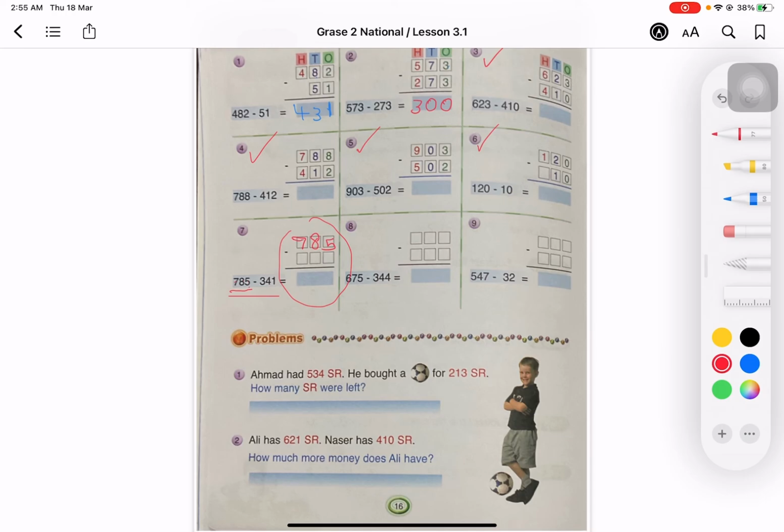It is 341. You need to write in the boxes. Okay. Now subtract. You have 5. Show me 5 with your fingers. 5. Cross 1. Yes, it's 4. Show me 8. Cross 4. 4 left. Show me 7. Cross 3. 4. So if you have 785 minus 341, how much will you have left?